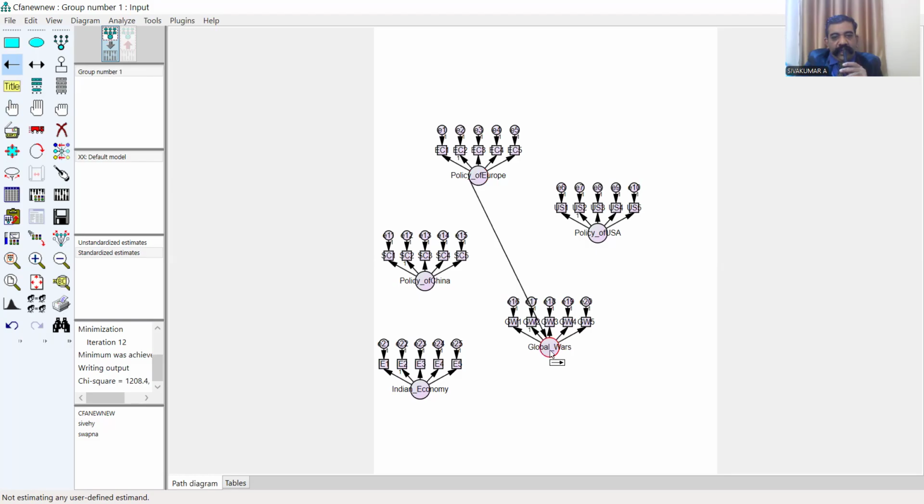Global wars, that factor has a relationship with the Indian economy. Then policy of USA has some sort of relationship with global wars. Then policy of China has some relationship with global wars. I think the policy of Europe and the policy of China also have some relationship with the Indian economy.